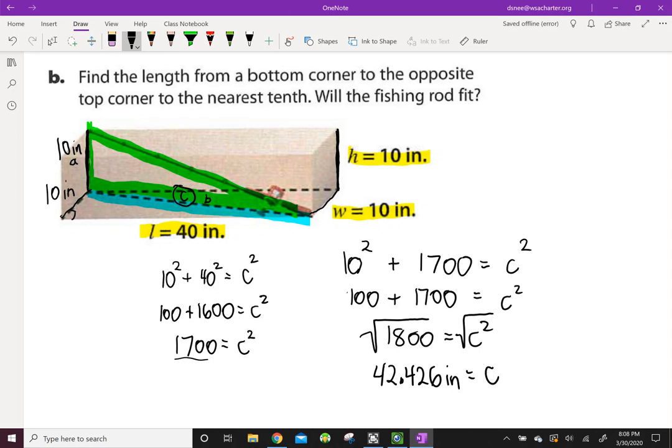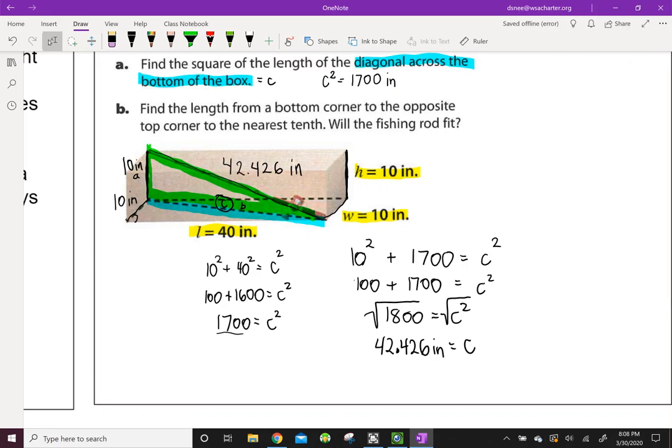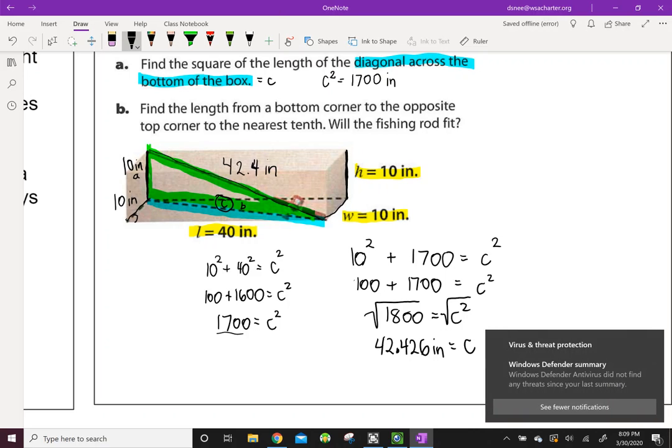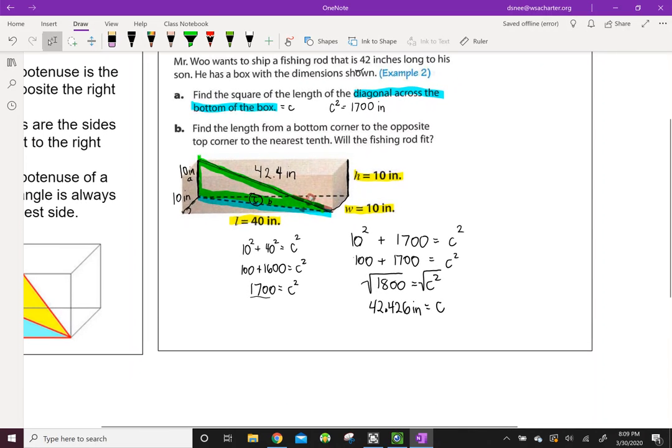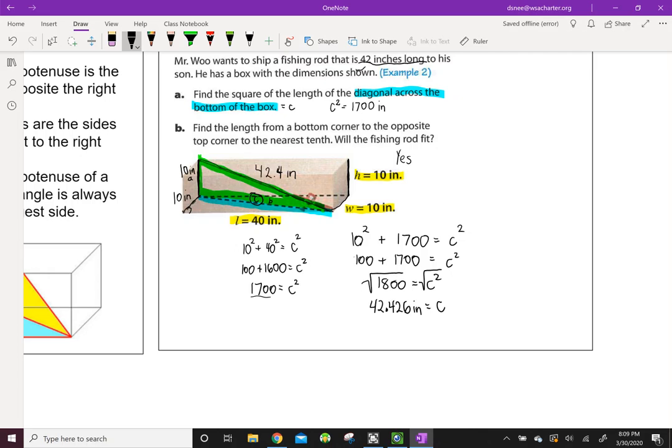So this diagonal across the top is 42.426 inches. It says to the nearest tenth. So I'm going to round those. I'm going to get rid of that. And I'm going to leave 42.4 inches. Will the fishing rod fit? How long is the fishing rod? 42 inches long, and we have 42.4 inches to work with. So yes, the fishing rod will fit.